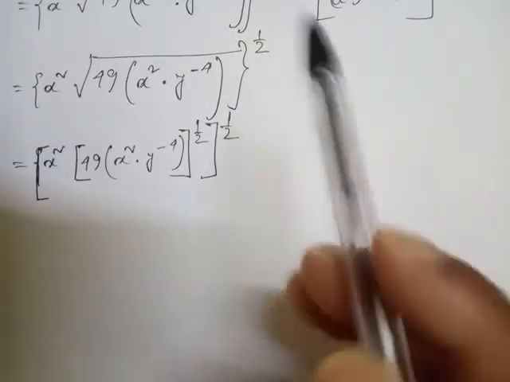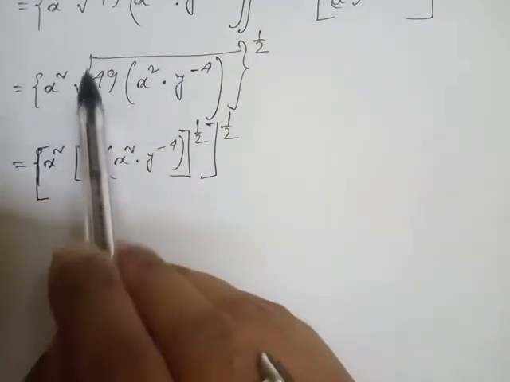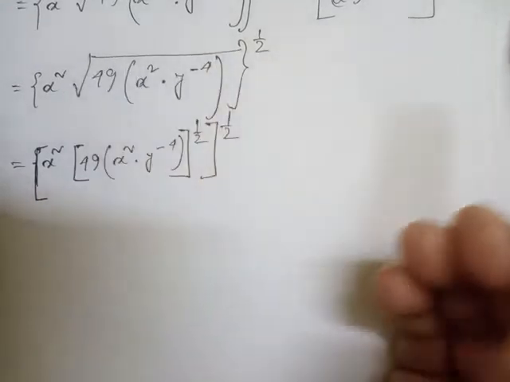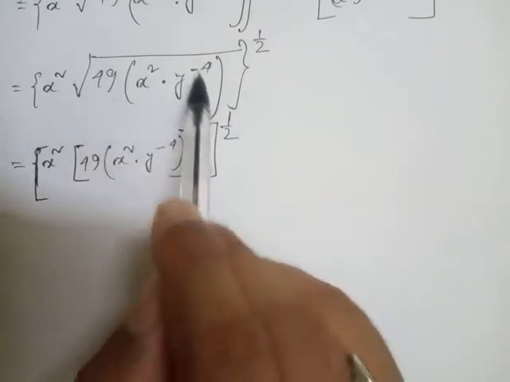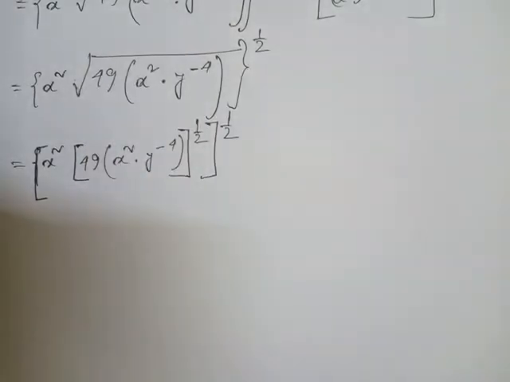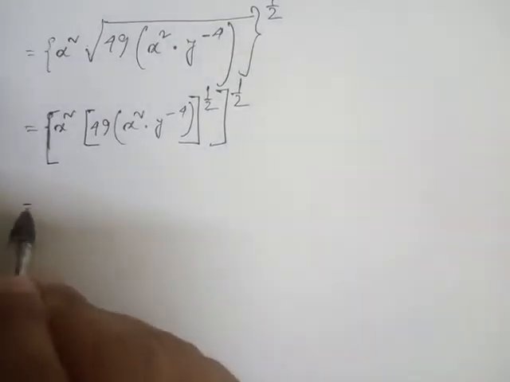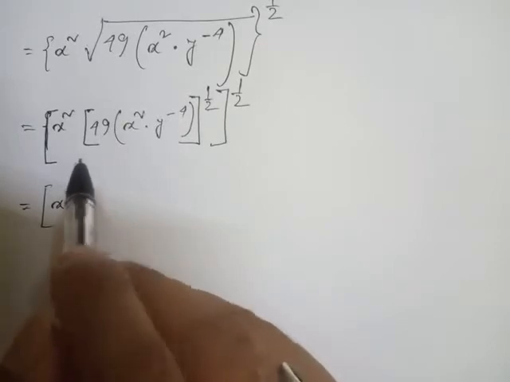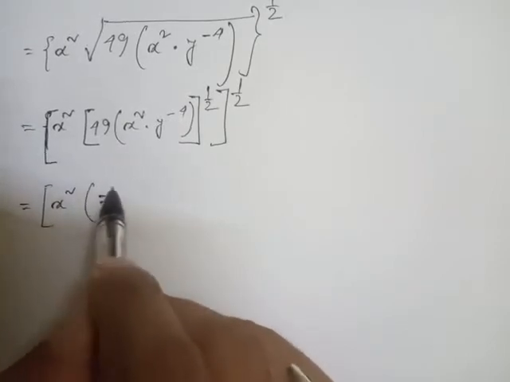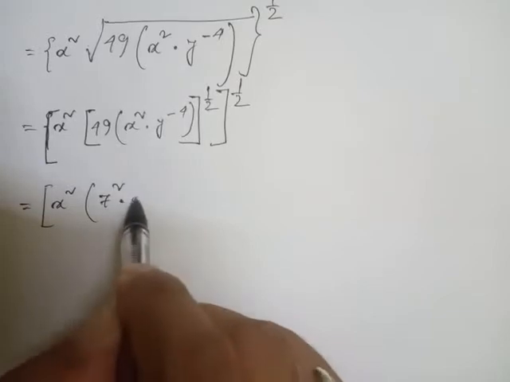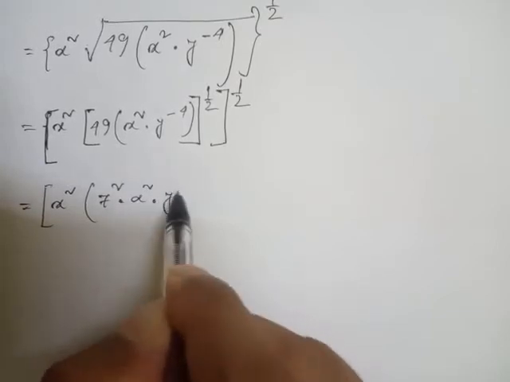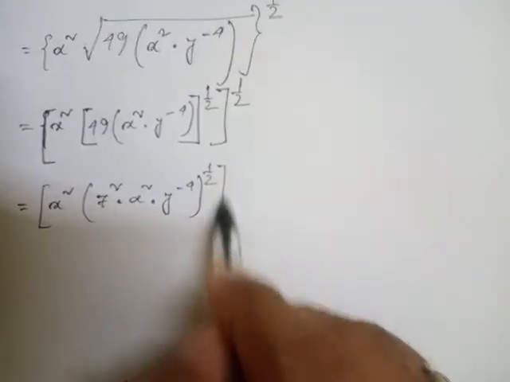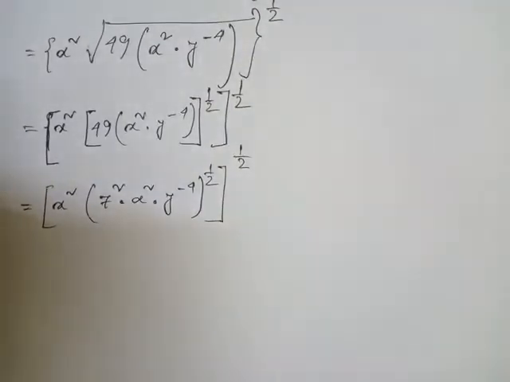This half has come here after removing the root. I repeat again, this half has come from removing the root. So under the root, these values are there, which you have written here. Now in the next step, look here, x square. Now 49 can be written as 7 square into x square into y to the power minus 4, and the whole thing is under half.